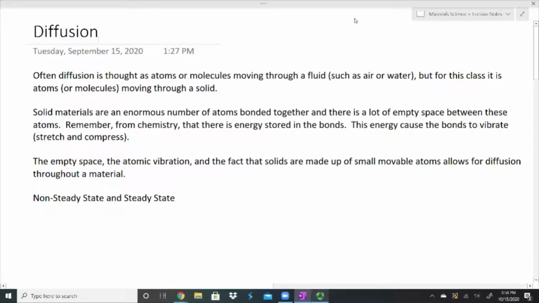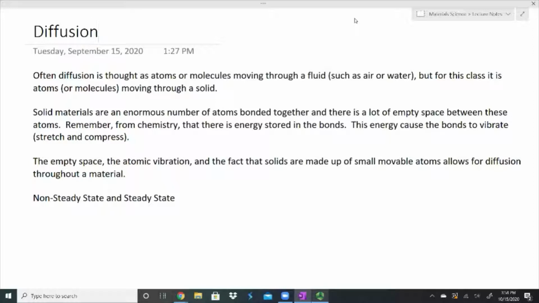We're going to go through diffusion relatively quickly. A lot of times when we think about diffusion, we think about atoms or molecules moving through a fluid such as air or water. What we're talking about, again, in material science, is things in a solid. So diffusion can still happen. Atoms or molecules can move through a solid, and that's what we're going to be discussing.